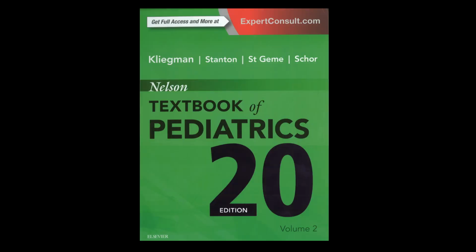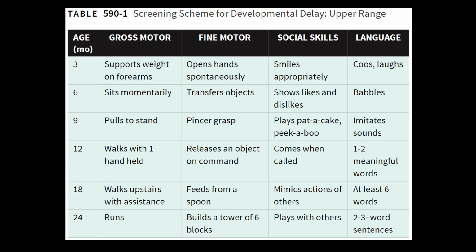So let's look at the first step, which, as we just mentioned, consists of memorizing a few anchoring developmental milestones. In Nelson Textbook of Pediatrics 20th edition, in the electronic version, you will find a very important table labeled 590-1. The title of this table is Screening Scheme for Developmental Delay, Upper Range. In the first column, the table provides the age in months. The other columns are labeled by areas of development.